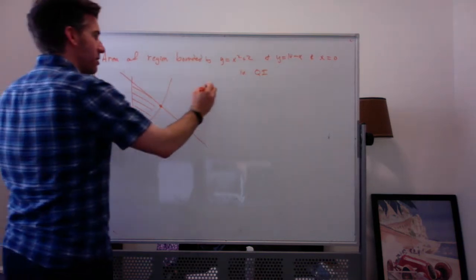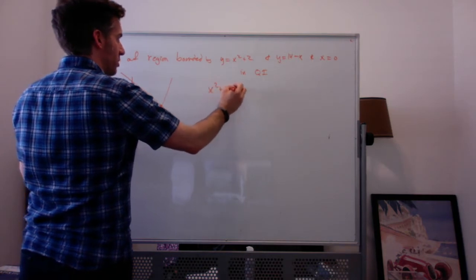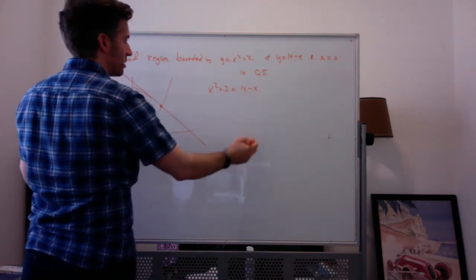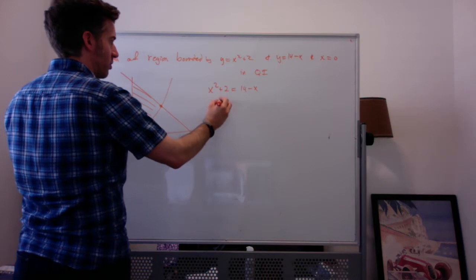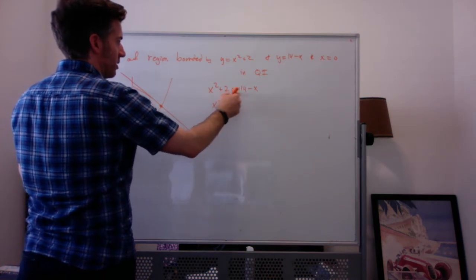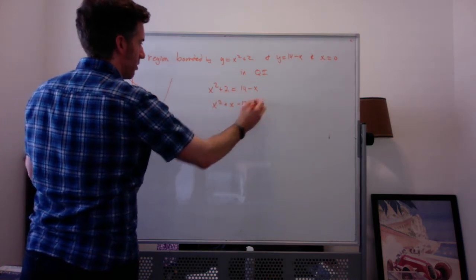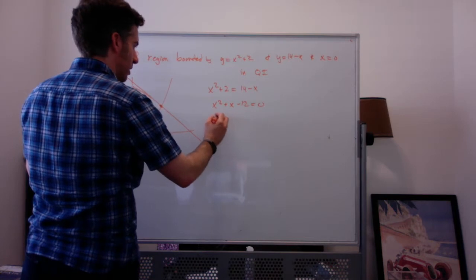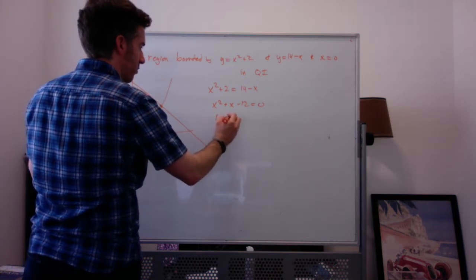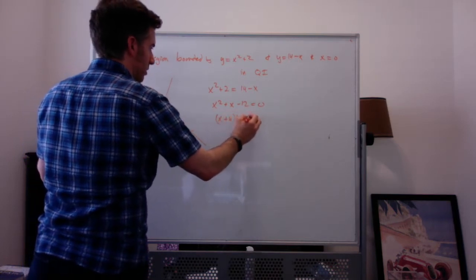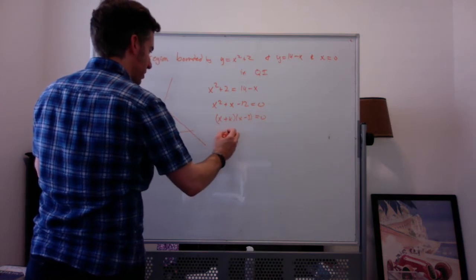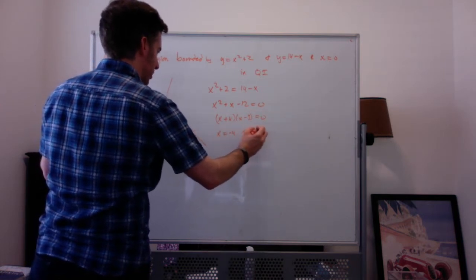So I'm going to set x squared plus 2 equal to 14 minus x, and bring everything to the left and get x squared plus x minus 12 equal to 0. So I get x plus 4 times x minus 3 equal to 0. So I get x equal to negative 4 and x equal to 3.